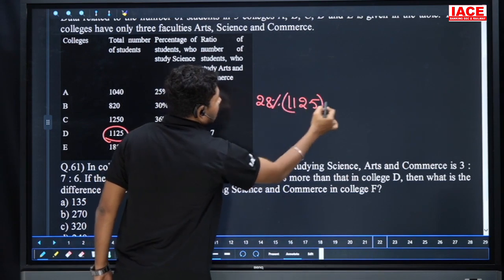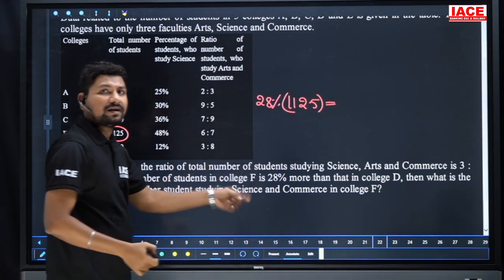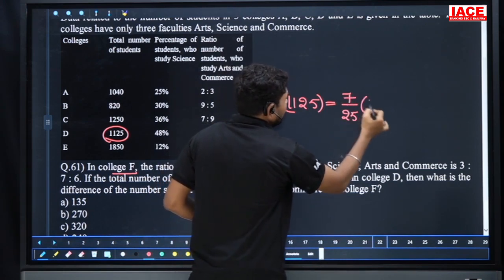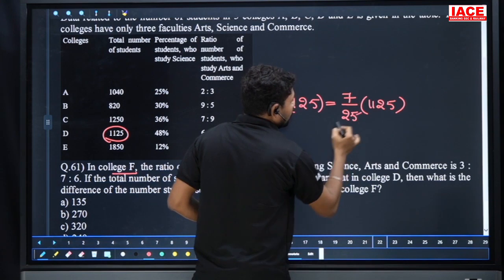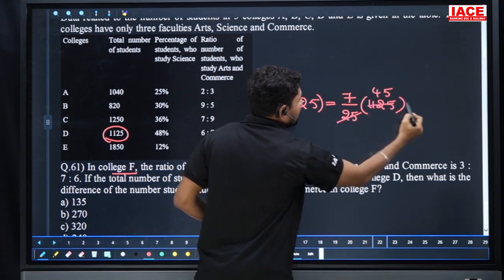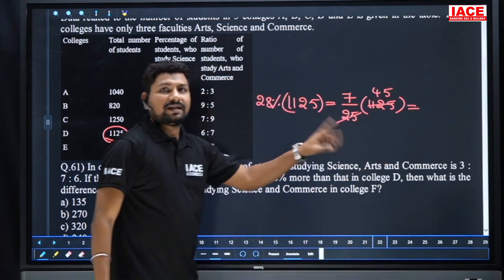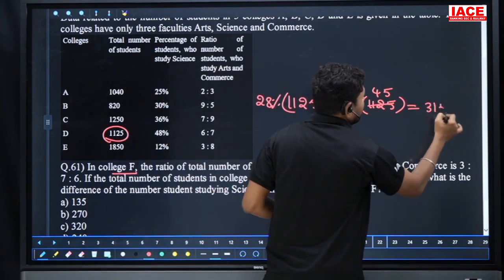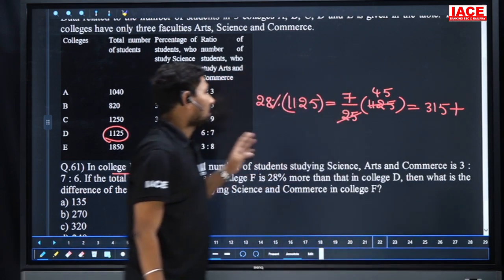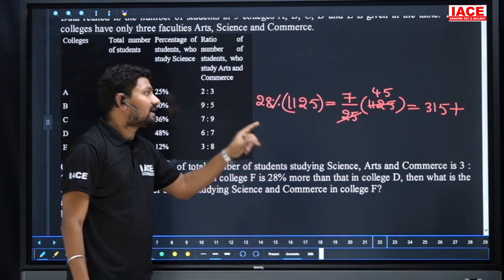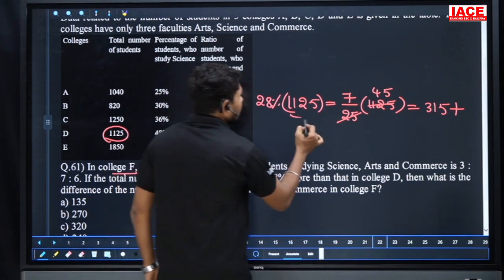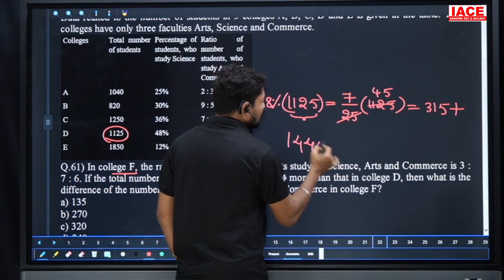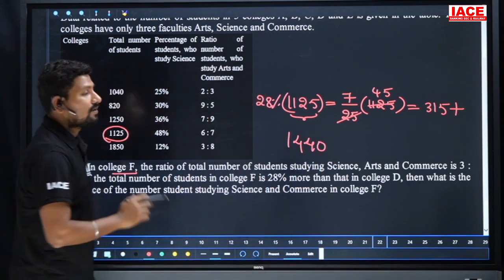28 percent we can write as 28 by 100. Cancel with 25: 25 4s are 100, and 25 45s are 1125. Then 7 into 45: 7 5s are 35, 7 4s are 280, so 280 plus 35 is equal to 315. For college F, from college D we have to add an extra 315. The initial value is 1125 plus 315, which is equal to 1440. Now the total number of students in college F is 1440.